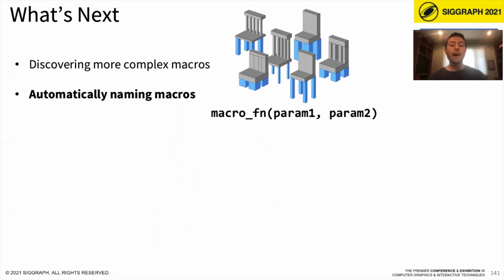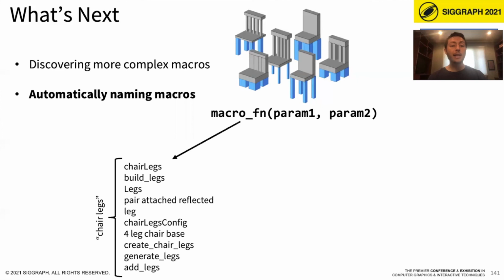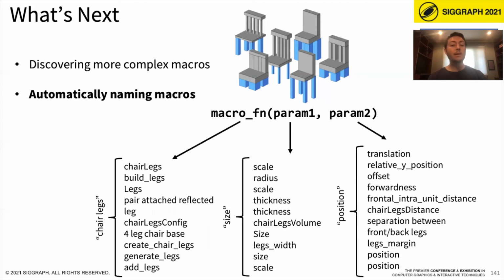To see how well the macros ShapeMOD discovers capture semantic properties, we ran a user study asking participants to name the functions and the parameters of some ShapeMOD discovered macros. The user assigned names for each attribute often cluster around semantic properties. For instance, most users identify the purpose of this macro for creating chair legs, with its first parameter controlling size and its second parameter controlling position. Finding efficient ways to assign semantic names, such as these, to automatically discovered macros would be a fruitful direction of future work.